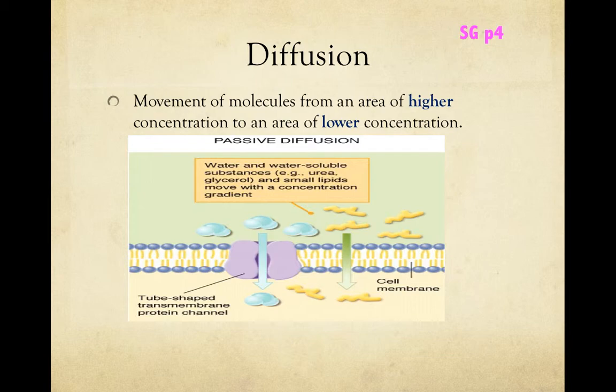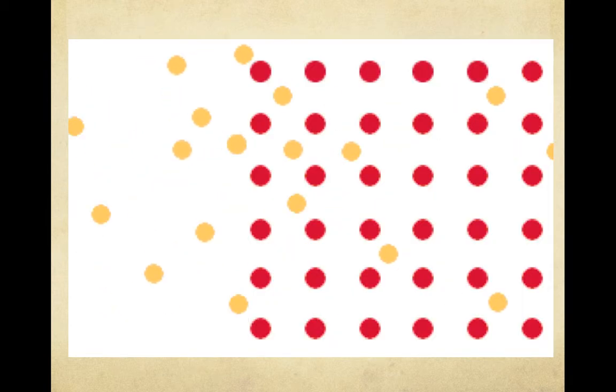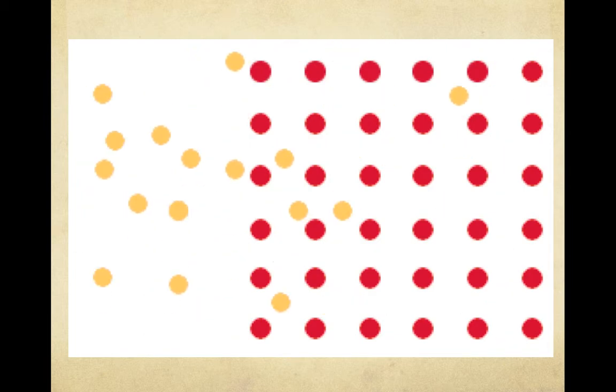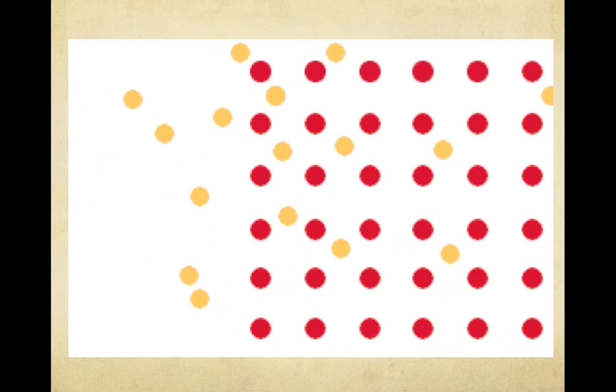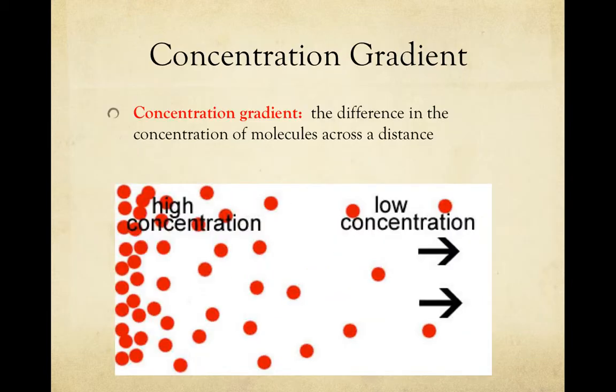So looking at diffusion, we're going to move molecules across the plasma membrane from areas of high concentration, which means an area where I have lots of molecules, to an area of lower concentration, or the area where I don't have as many molecules. So here's an example of diffusion. When we start this, you can see all the yellow dye was on the left side. It's diffusing through the red, and it's going to do that until we achieve something called equilibrium.